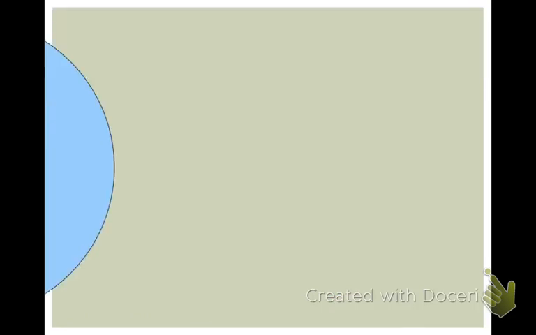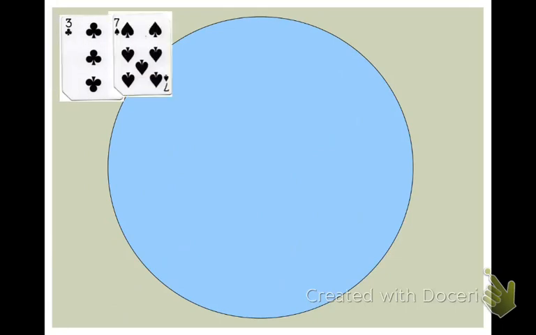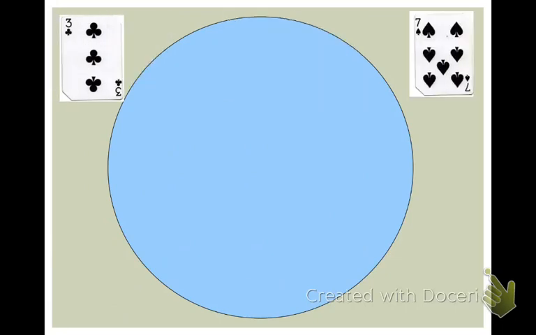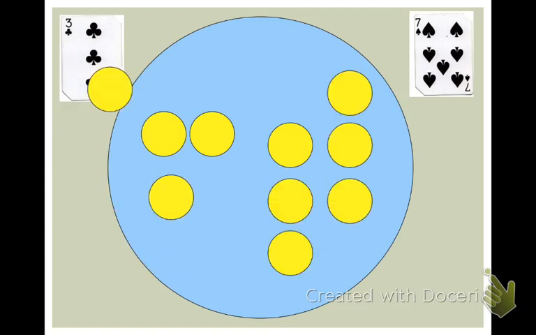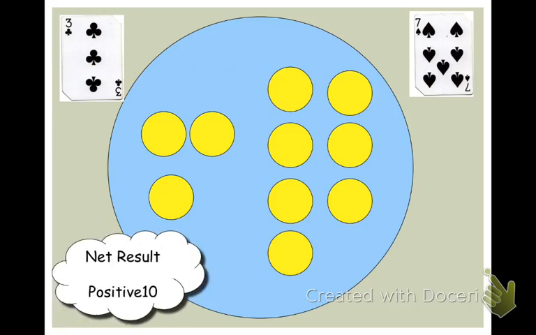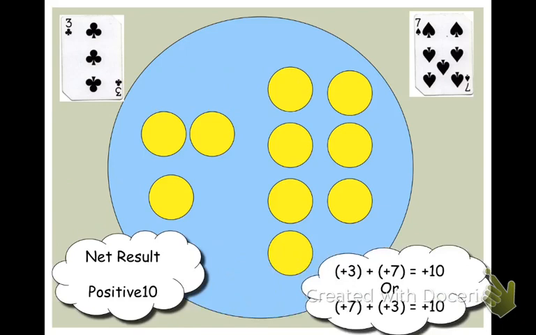The same thing applies when doing positives, except this time we'll look at two different numbers. Here's positive 3 and positive 7. There's my positive 3. There's positive 7. We can look at it and go, well, there's 10 positives. It's positive 10. Absolutely it is. The net result is a positive 10. And we could represent that as positive 3 plus positive 7 equals positive 10, or we could say positive 7 plus positive 3 equals positive 10.